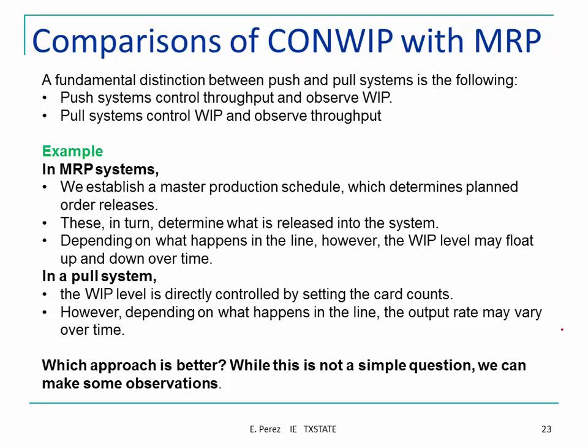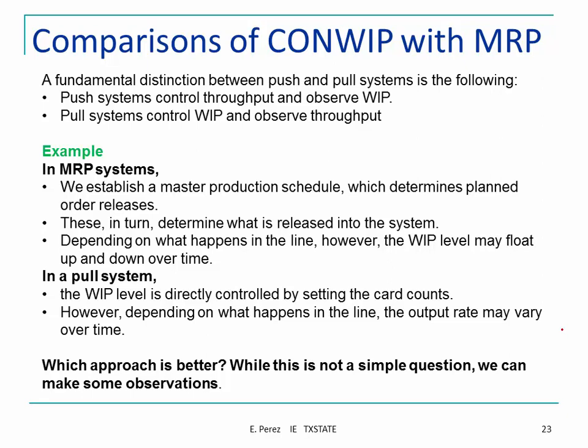In a pull system, the WIP level is directly controlled by setting the card counts. So you're going to be seeing a specific number of units waiting, or being moved or transferred from station to station. However, depending on what happens in the line, the output rate may vary over time. So we talked about the case in which you have unexpected failures in one of the stations, then by not having enough WIP in your system, your production schedule might be affected.